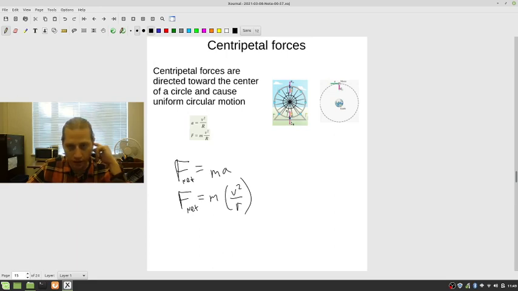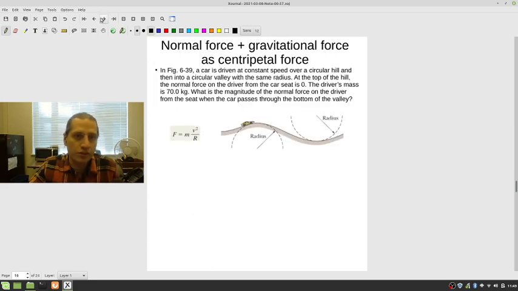So in the case of the Ferris wheel, for instance, the centripetal force could be the sum of the normal force and the gravitational force, or the force from the wall on the person, or whatnot. In the case of the moon going around the Earth, the centripetal force is just gravity. That's it. So the centripetal force is a net force.